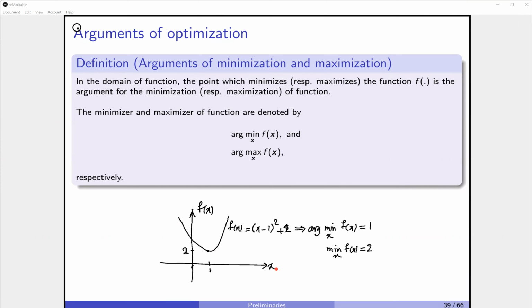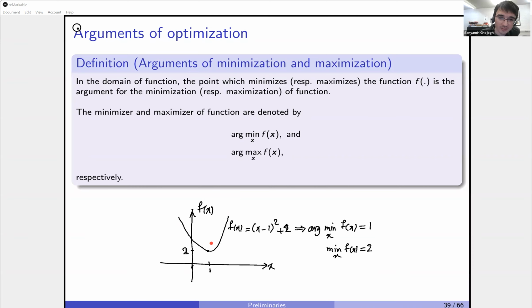This is the minimum, exactly. Please note that this is the input of the function. This is the output of the function. When we say the minimum of the function, it means the minimum value of the function, which is 2, right?